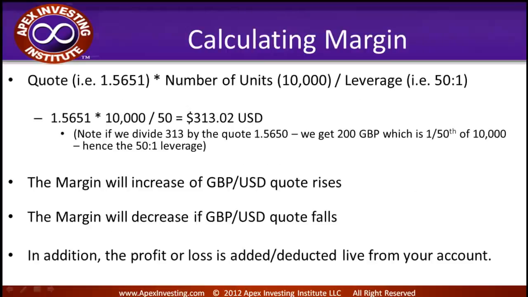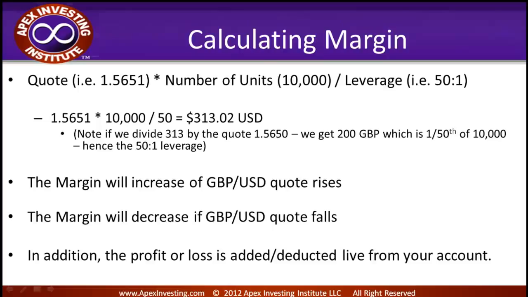So if the quote is 1.5651 and you're getting 10,000 pounds, in the United States, you usually can get 50 to 1 leverage. So 1.5651 times 10,000 divided by 50 would mean you'd have to put $313 in margin. Now, if we divide 313 by the quote of 1.5651, we're going to get 200 pounds, which is 1/50th of 10,000, hence the 50 to 1 leverage.